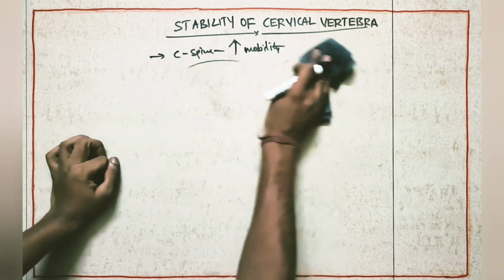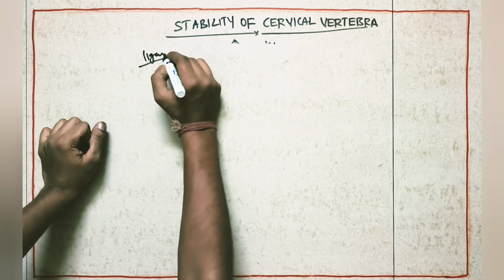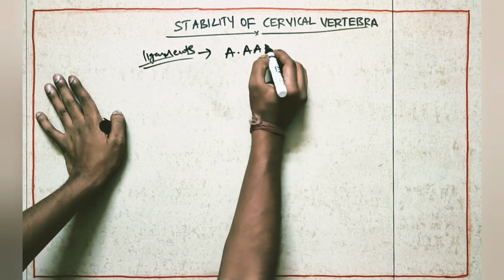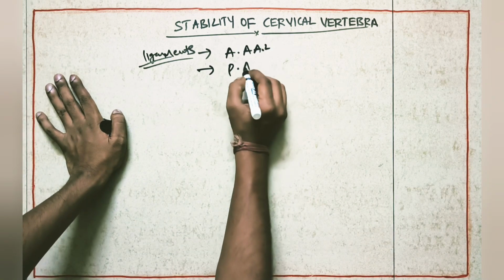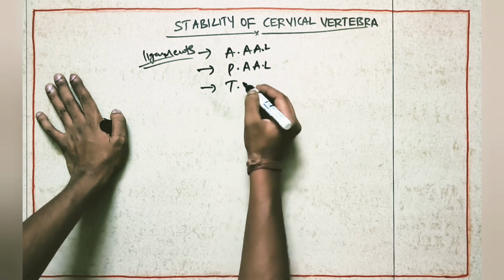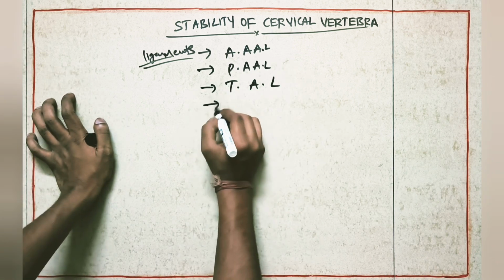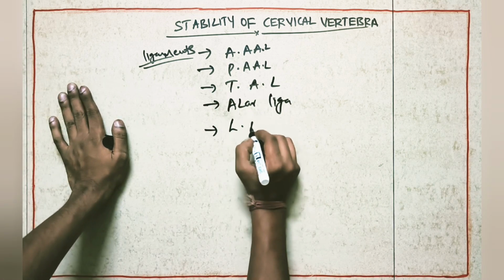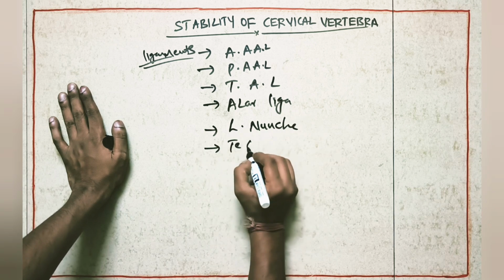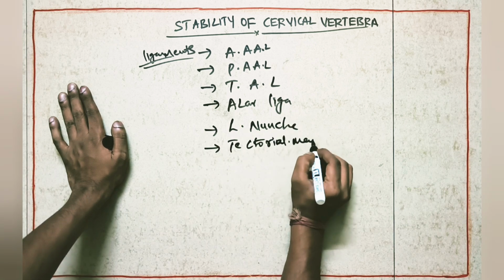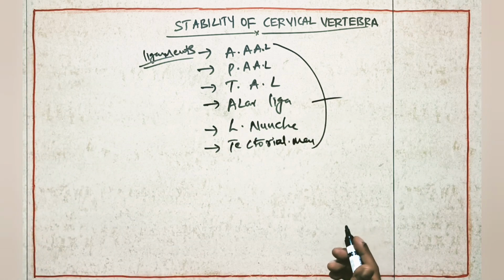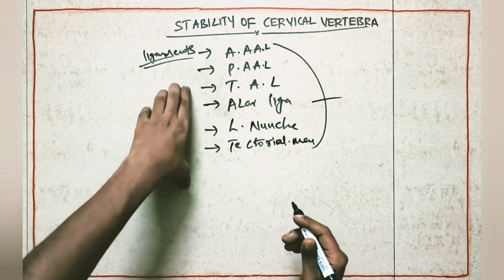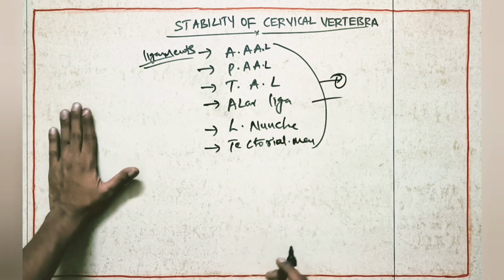Next point, now if we come to ligaments, we know there are so many ligaments in our cervical region. First one, anterior atlanto-axial ligament, and posterior atlanto-axial ligament, and then transverse atlantal ligament, and alar ligaments, and a special ligament, ligamentum nuchae, and one more, tectorial membrane. These are all the ligaments we have here. These ligaments are going to provide stability. We already discussed this when we discussed the atlanto-axial joint and atlanto-occipital joint. These are the ligaments which provide stability to the cervical vertebra.